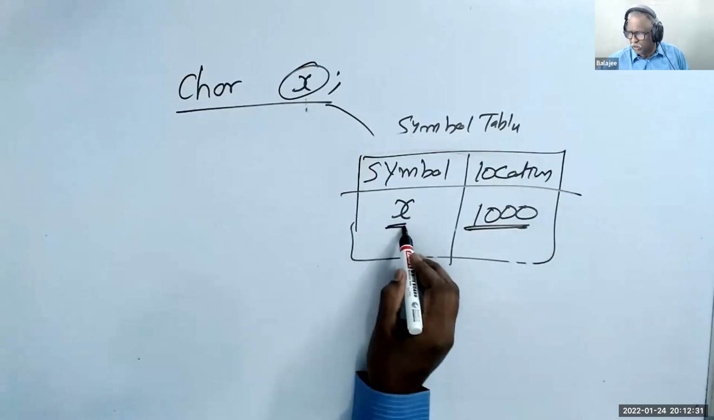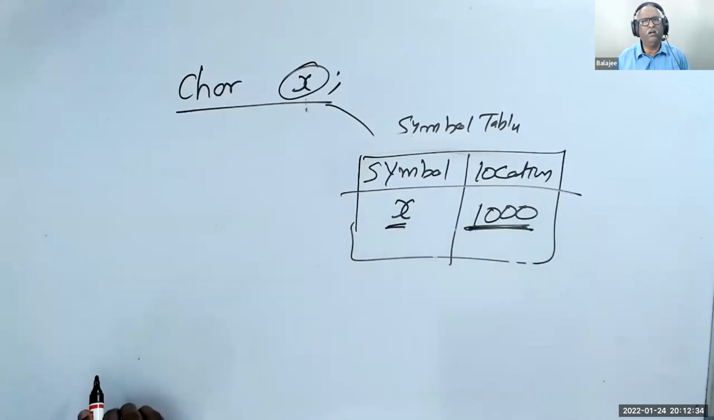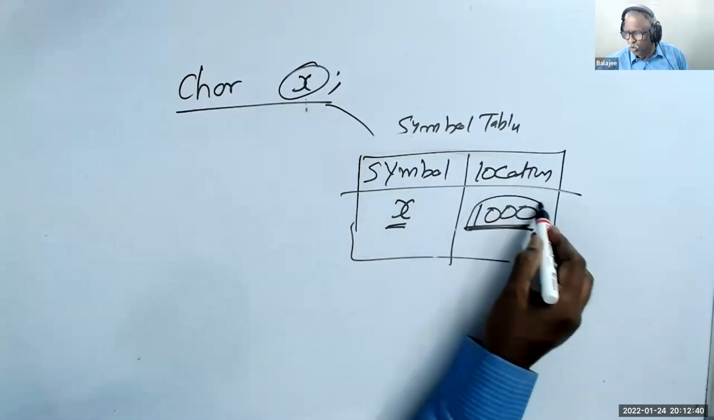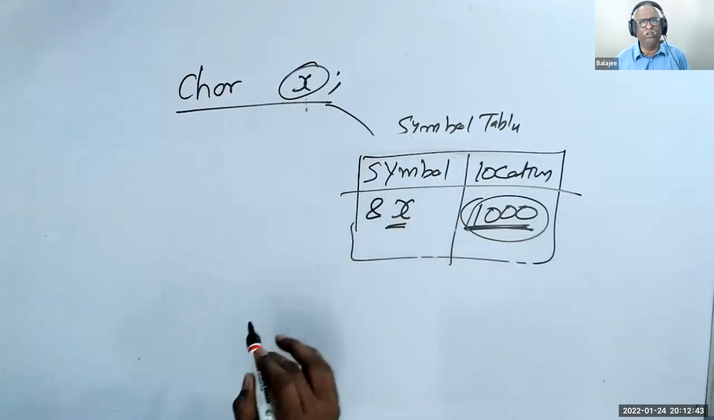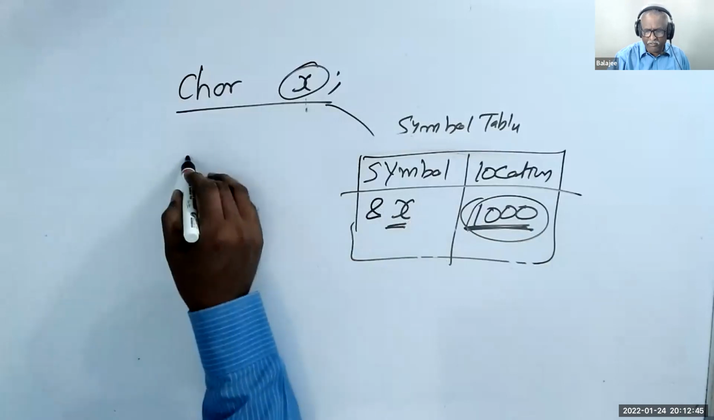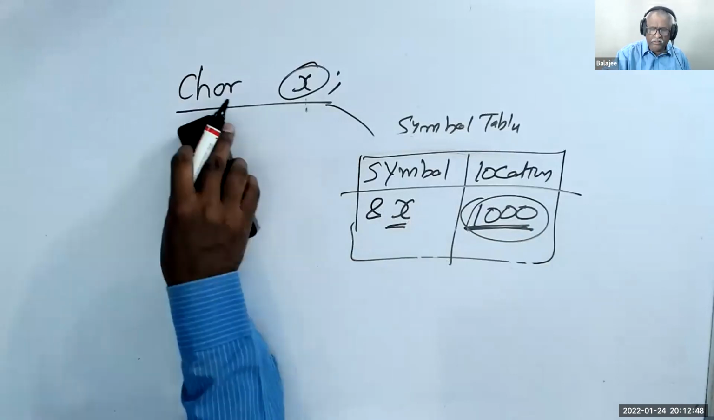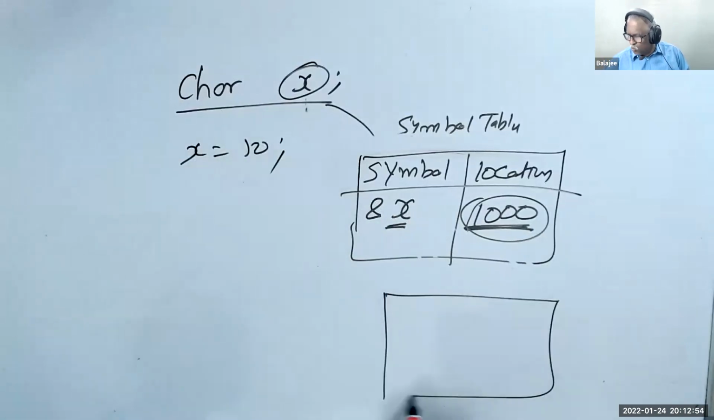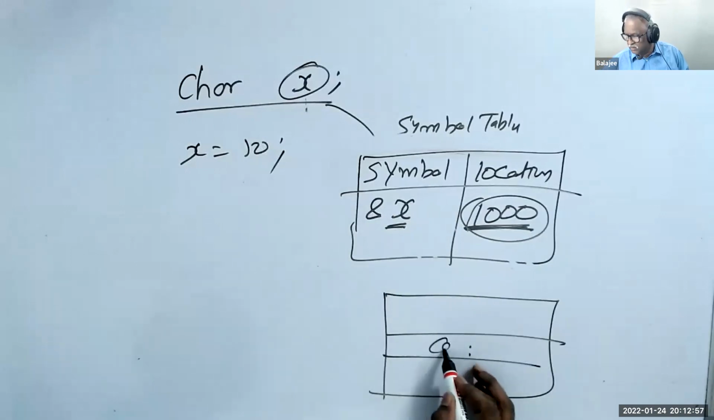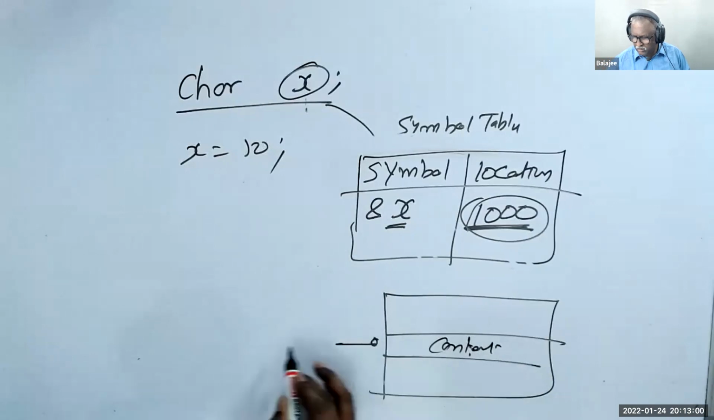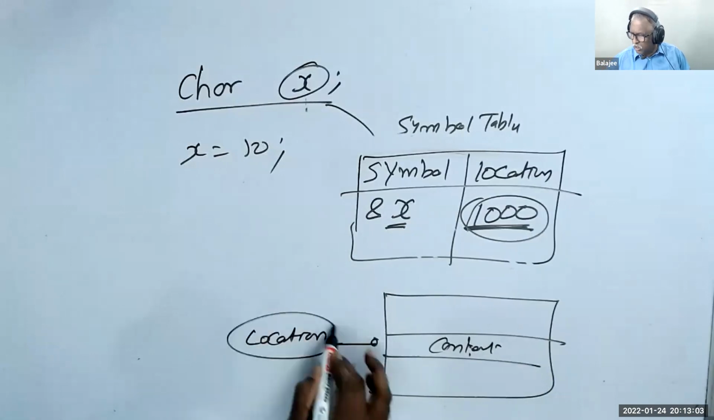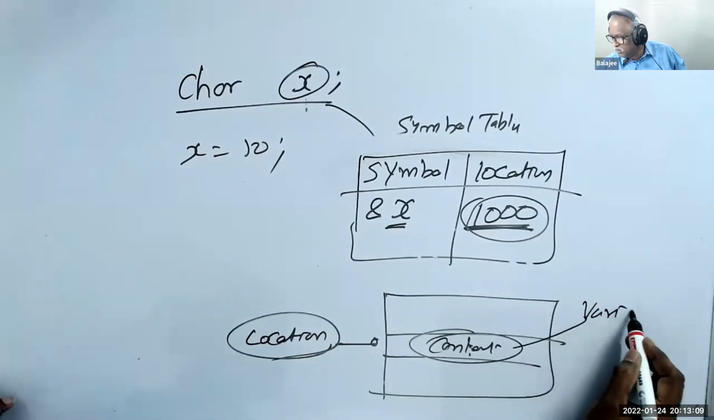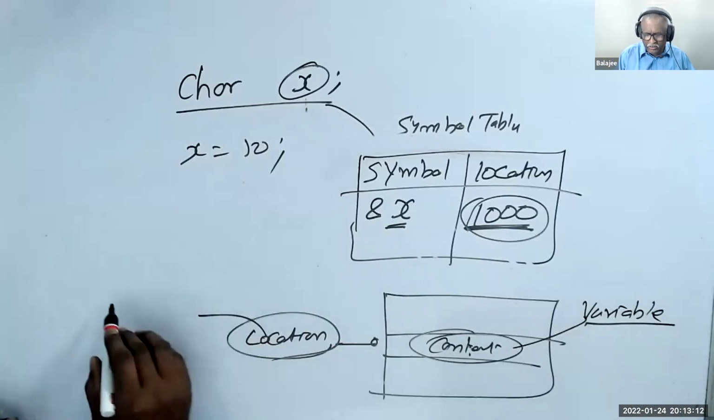So now you put x at 1000. Done. And there's a trick here. This is the address. They put & to tell you that it's an address. Let us say if you put &x, and x is equal to 50 in memory, what is inside the memory? Content. And this is the location. Location and content, don't get confused. The content is called the variable. The location is called the pointer.